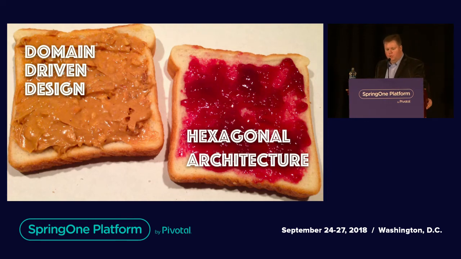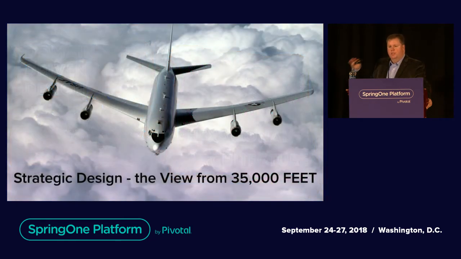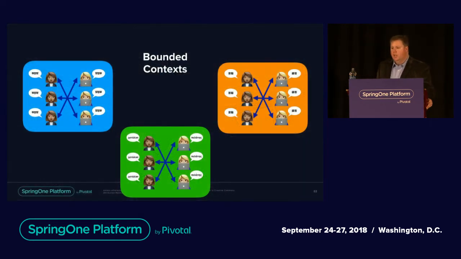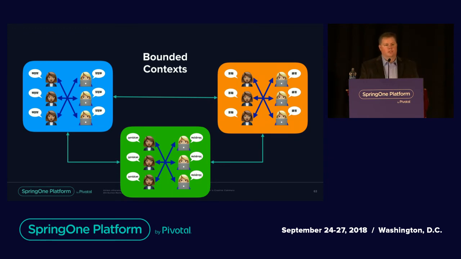So let's do the fastest coverage of both of these topics I've ever done. Domain-driven design. We start with strategic. We're at 35,000 feet. Big picture point of view. What are we trying to do here? We're trying to figure out one of the most popular and poorly understood terms in the industry today, that of the bounded context. What is a bounded context?